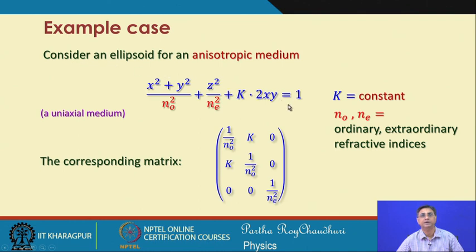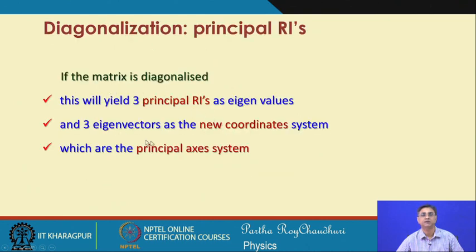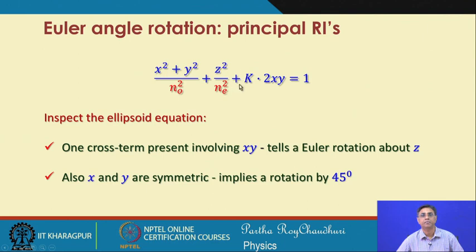Consider an ellipsoid which is of this form. This is an example case, but we will study it again, where you have this medium with these permittivities, and if you diagonalize this equation we can find out the principal axes. But if we apply an Euler angle rotation by inspection, because it involves only the cross term in x and y, it requires a rotation in x and y about the z direction, and because it is symmetric, a rotation by 45 degrees is required.